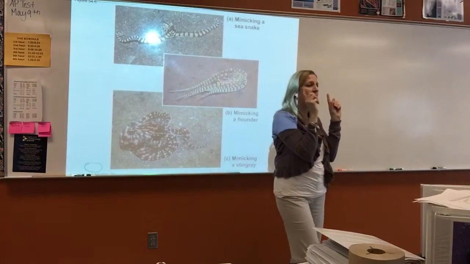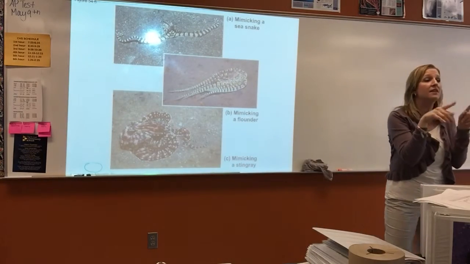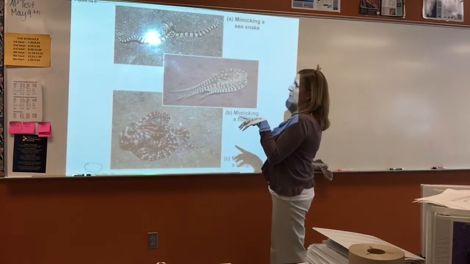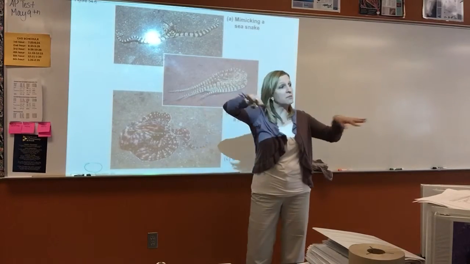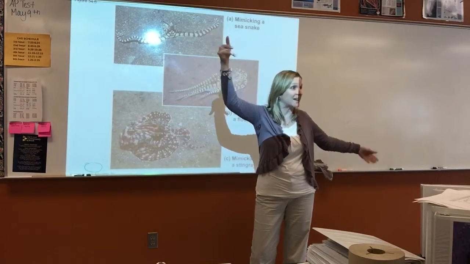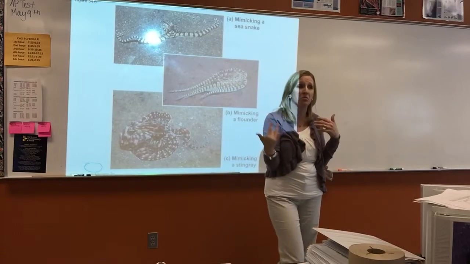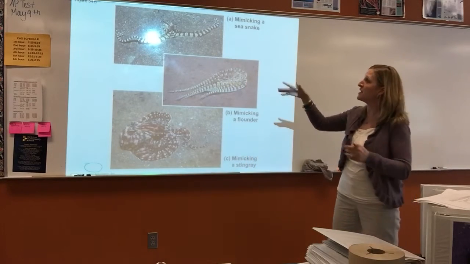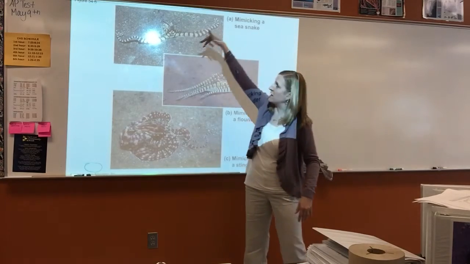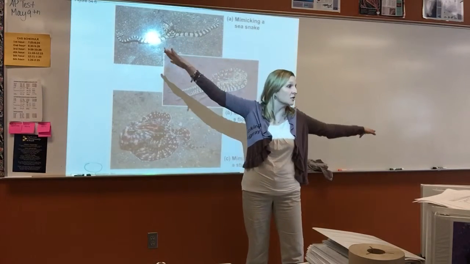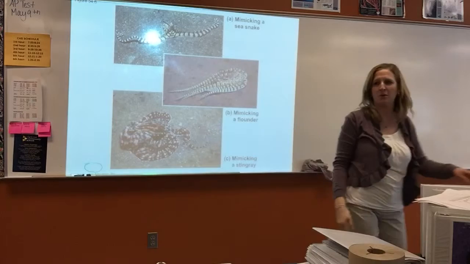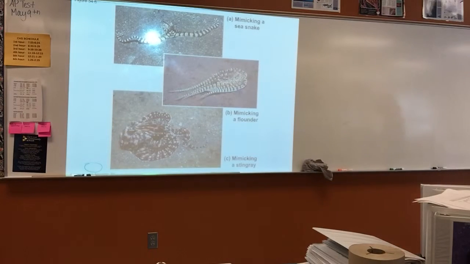This is not to hunt. When a predator comes near it, it will mimic a sea snake instead of an octopus, and then the predator won't want to eat it. And how it does that, it has two arms out here, and it buries all the other arms in the sand, so it looks like a snake. It's very smart. All right, so it looks like a snake.